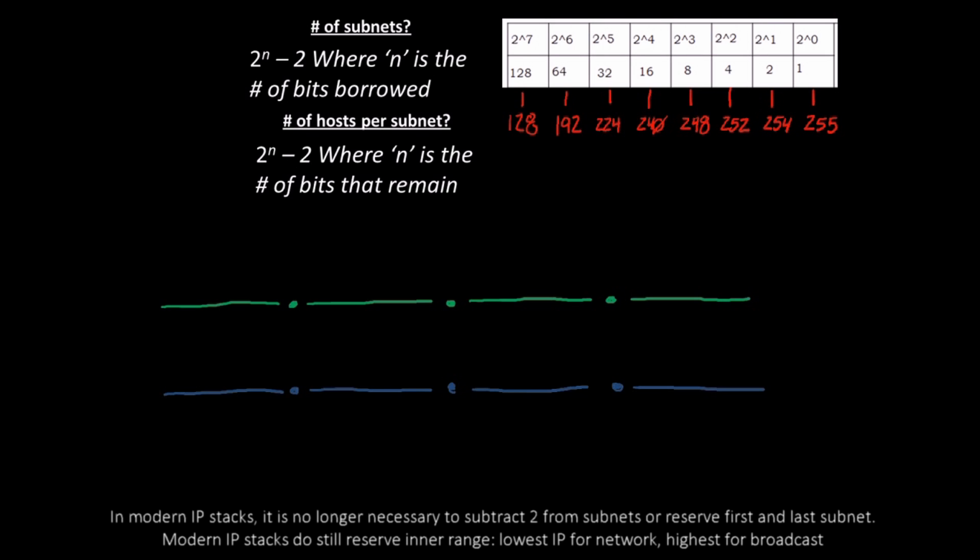This time we'll make the subnet mask 255, 255, 255, and we'll make this one 224.